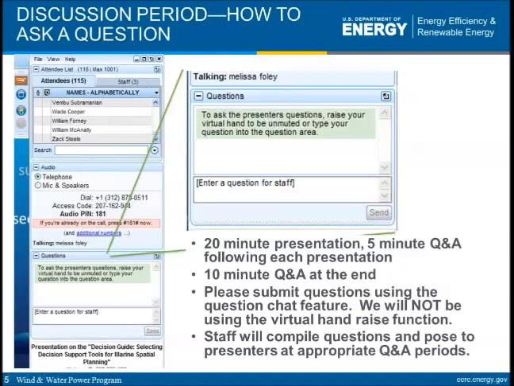So the way this is going to work is each panelist will take 20 minutes for their presentation, and we'll have 5 minutes of Q&A following each presentation. We're going to try to save time at the end for more of a thematic Q&A. We'll have 10 minutes at the end. But the 5 minutes following each presentation will be for specific questions related to clarifying points that the panelists brought up, or other important questions related specifically to that talk.